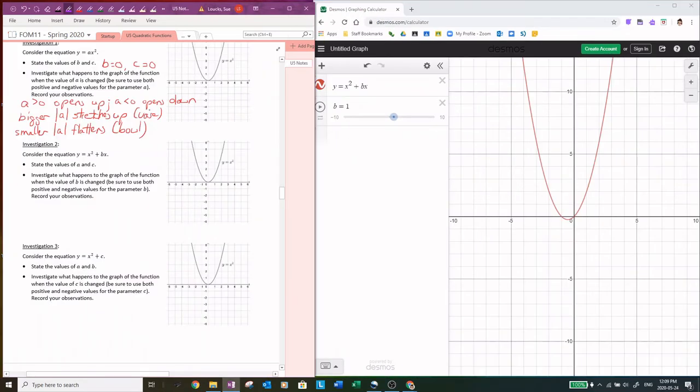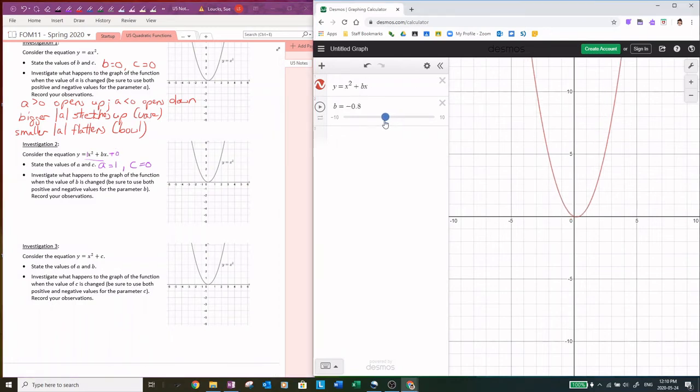Welcome back. It says state the values of A and C, and that's in this equation up here. So A equals 1, because the A is the coefficient of the x squared term, and it has to be 1. It can't be 0, or it's no longer a quadratic. And C equals 0, so it's just gone. It's like we have plus 0 at the end here. It doesn't do anything.